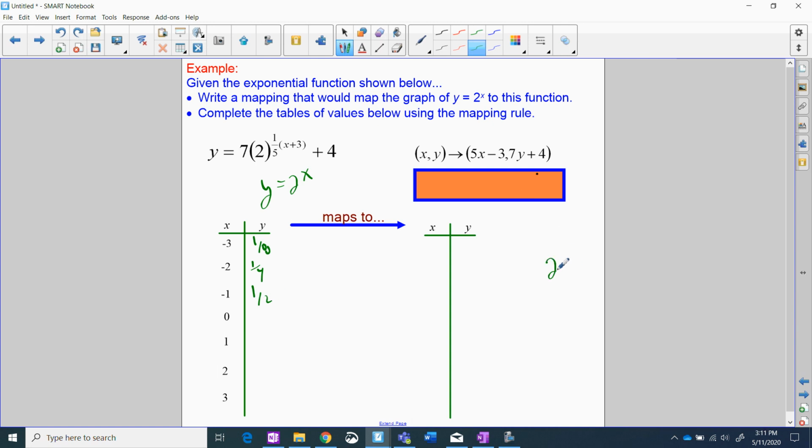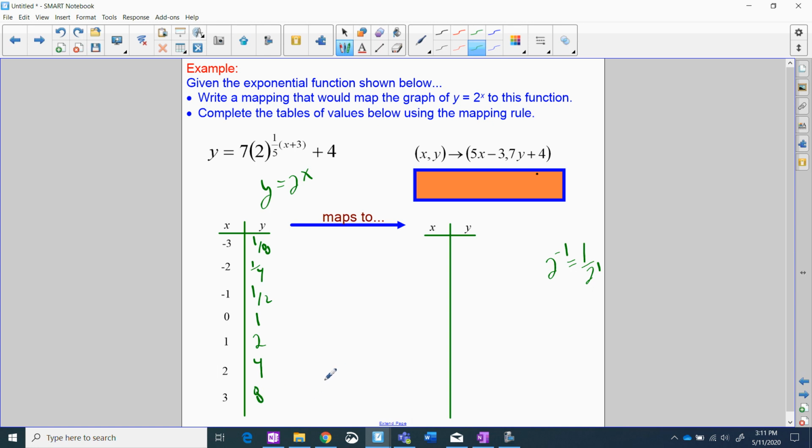I know sometimes someone will say, what? Where's he getting that from? You have to understand negative exponents. 2 to the negative 1 means 1 over 2 to the positive 1. 2 to the negative 3 means 1 over 2 to the positive 3. This would be 2 to the 0, which is 1. 2 to the 1 is 2. 2 squared is 4. 2 cubed is 8.